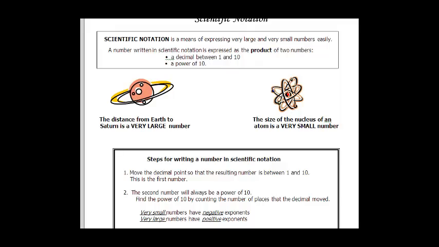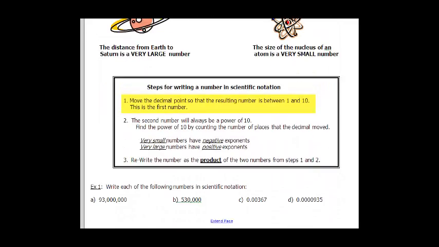The steps to writing a number in scientific notation are to first move the decimal point so the resulting number is again between 1 and 10, including 1 but excluding 10. Basically, you want a number that has one digit to the left of the decimal point. The second number is always a power of 10, and we find the power of 10 by counting the number of places that the decimal was moved. With very small numbers, those will be negative exponents, and with very large numbers, they will be positive exponents. And then we rewrite the number as the product of those two numbers.